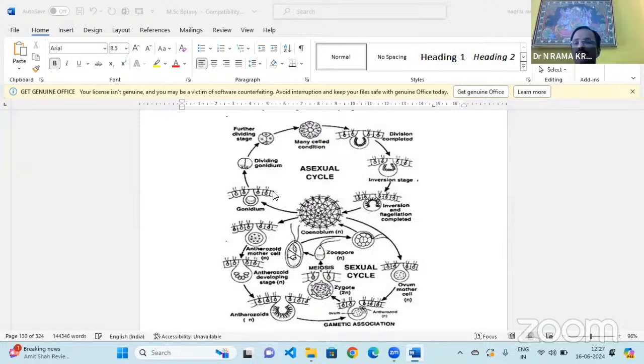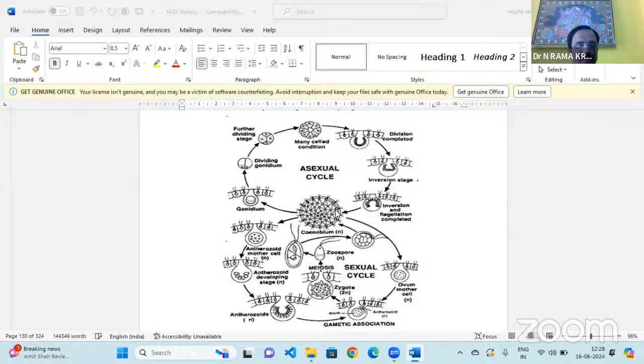Here, now you see the dividing of a gonidium. These are dividing gonidia. Further dividing stages, 1, 2, 3, 4, 5, and many colony conditions are there. Next, it is divided, so now this is separated. This is the asexual reproduction system.